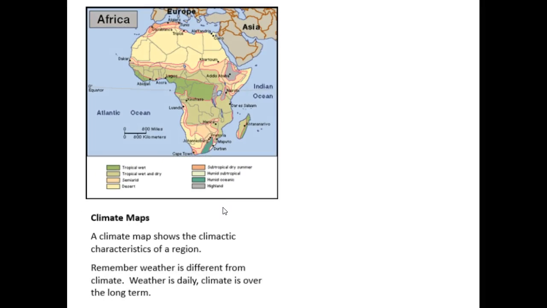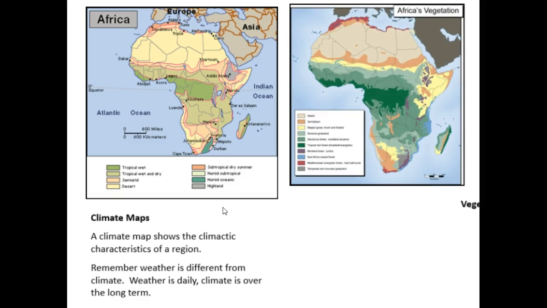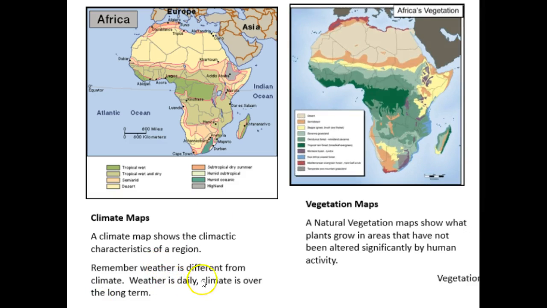All right, so next up, climate maps, and it is what it is. It's going to show us what the different climate regions are in that country. Another important thing to remember: climate and weather are very different from each other. Climate indicates what it is like there over a long period of time, and weather is daily. As we know, sometimes it does rain in El Paso. It doesn't mean that we have a rainy climate, because it doesn't happen very often.